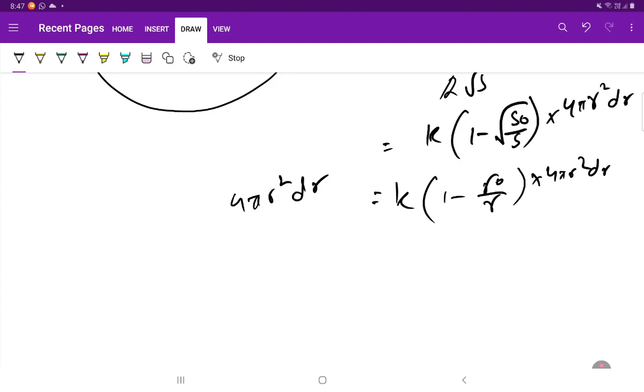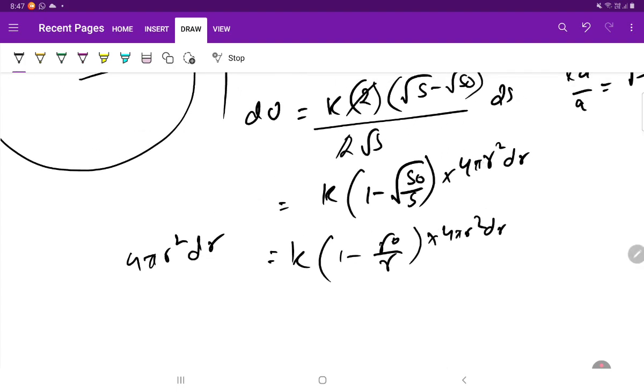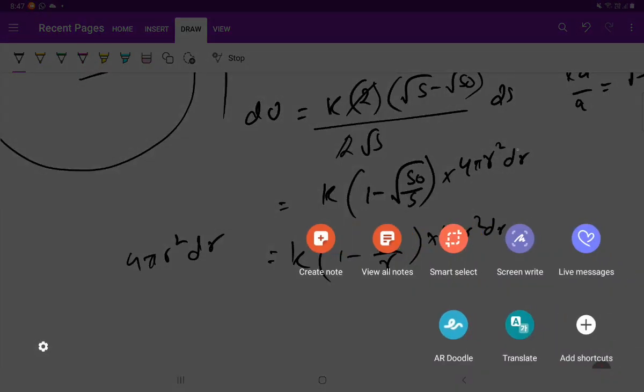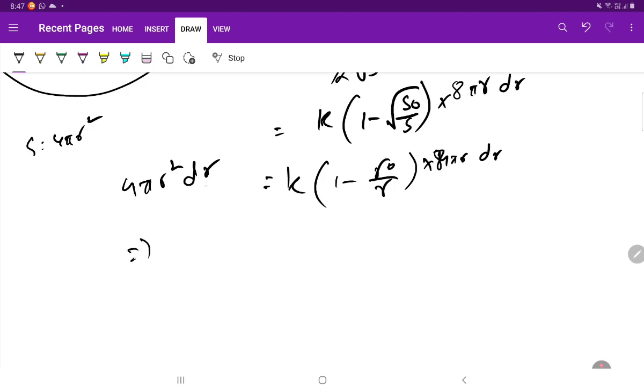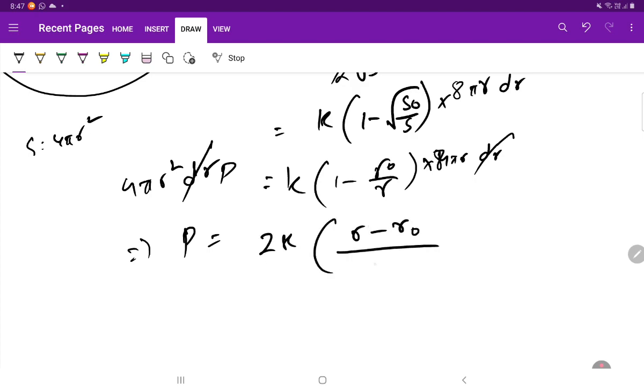There's some issues. Yeah, here the ds will be 8 pi r dr, because s is equal to 4 pi r square, so ds will be 8 pi r dr. You can say it like this. Now cancelling one r and on further evaluation, cancelling dr and 8 pi r, you'll get p to be 2k into r minus r naught by r square, and that's the final answer.